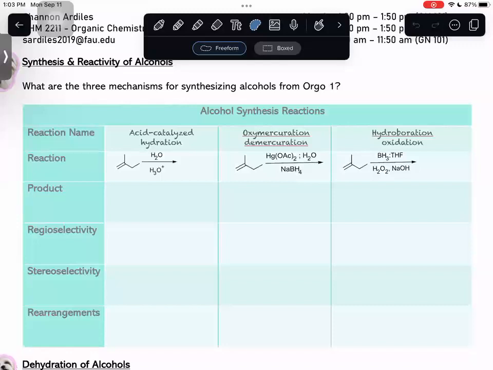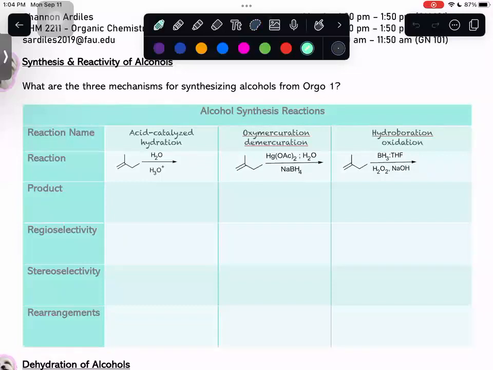Okay, so let's start with the basics. First of all, in case you want to read your notes from Orgo 1, this is chapter 8. That means addition reactions, so we're going from double bonds to single bonds. And remember, how do we go from single bonds to double bonds? What's the kind of reaction that we do? Eliminations, exactly. We're going to be talking about those next.